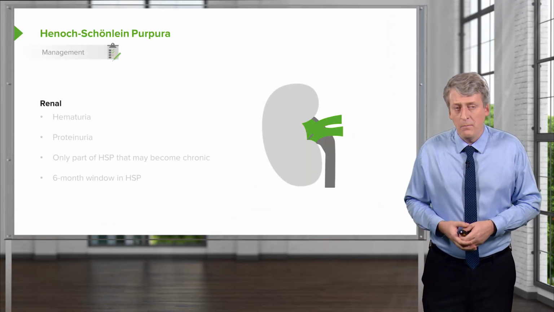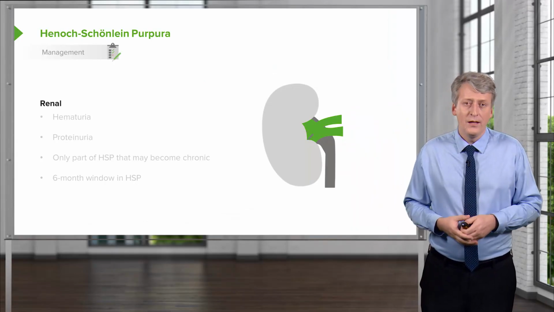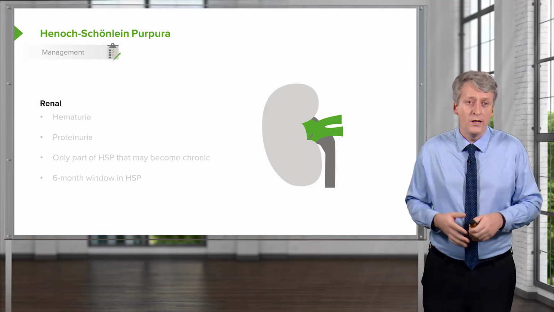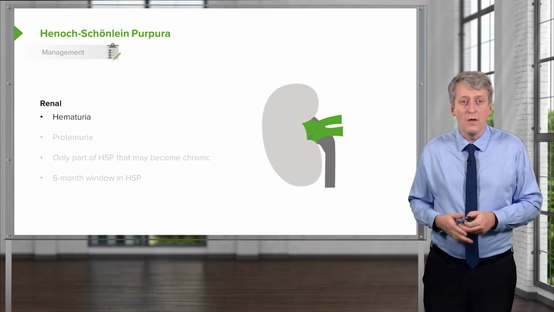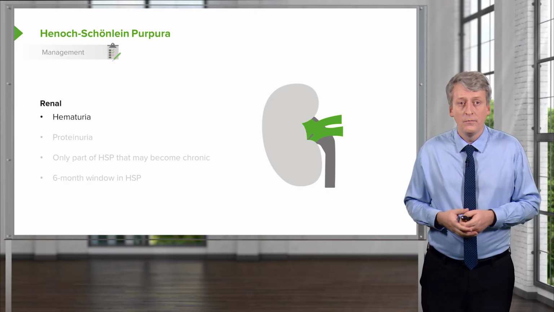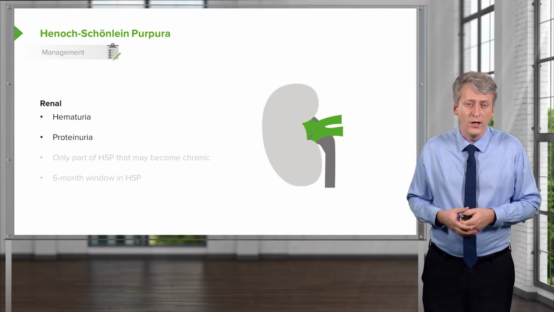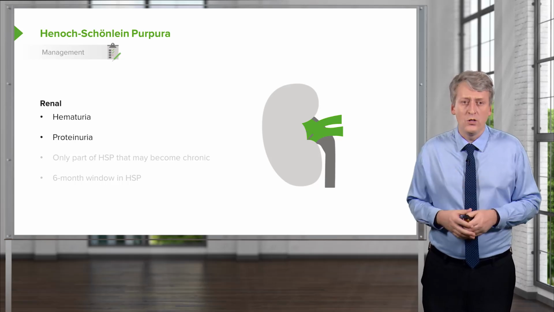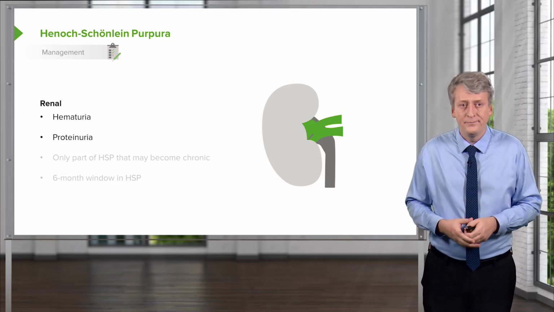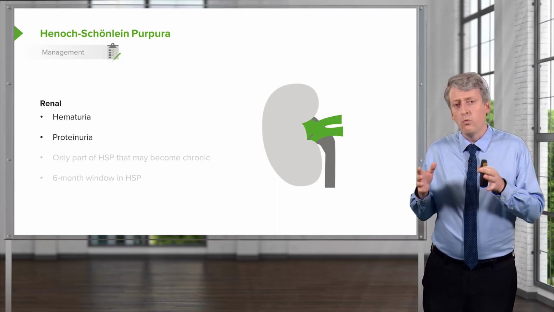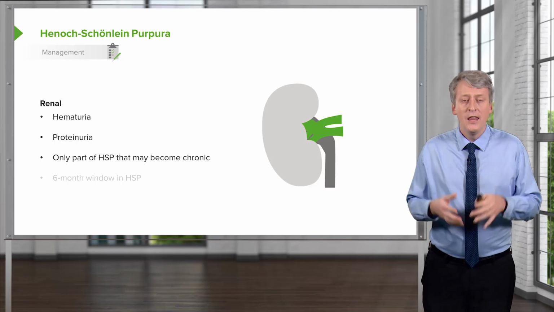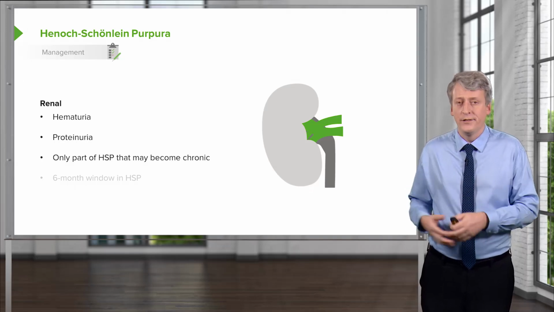Additionally, in HSP, patients can have renal involvement, and the renal involvement is actually the part that we're the most worried about. These patients may present with hematuria. They may also develop proteinuria, but usually the hematuria is more likely, and it can be gross hematuria with grossly bloody urine. The reason we're worried about the renal involvement is this is the only part of the HSP that may become a chronic illness.